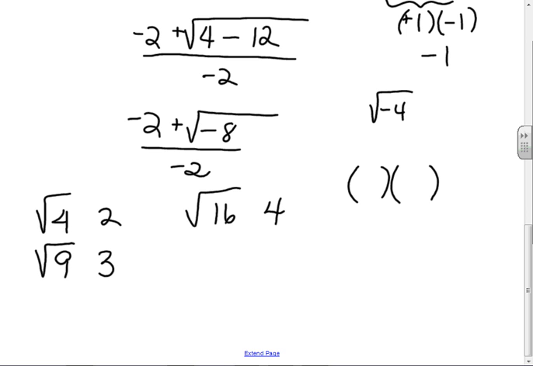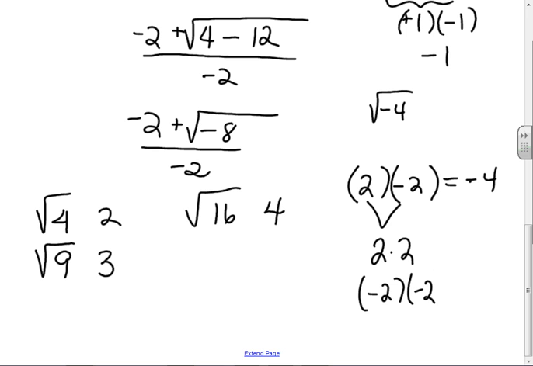What will give me a negative 4? The only way to get a negative is a positive 2 and a negative 2, and that's not a square. Square means they have to be the same numbers. Because if I do 2 times 2, I get positive 4. If I do negative 2 times negative 2, I still get positive 4. I can't do it. It has a meaning, but we won't worry about the meaning. So that's all I wanted to do, is show you what you need to do.